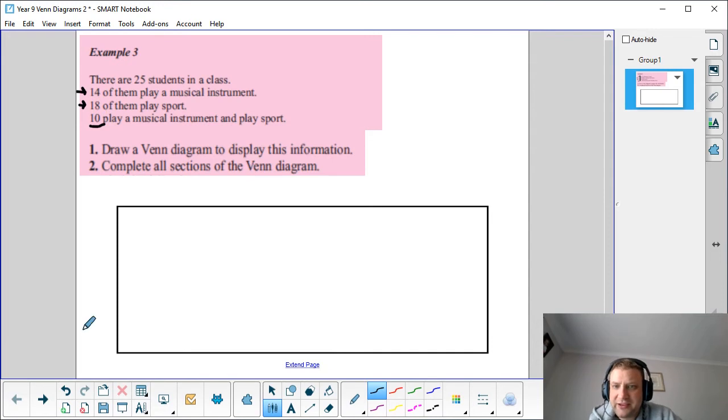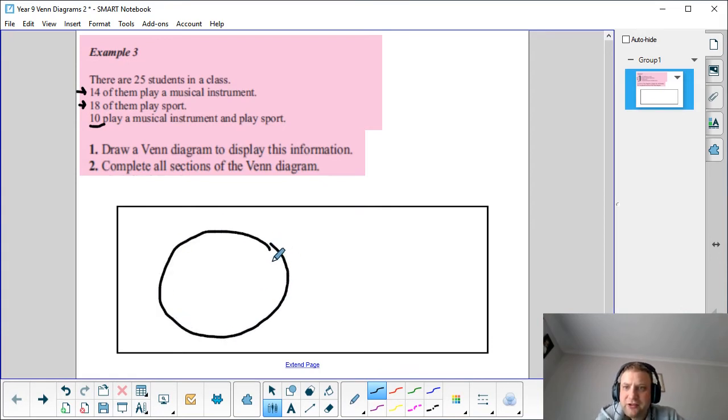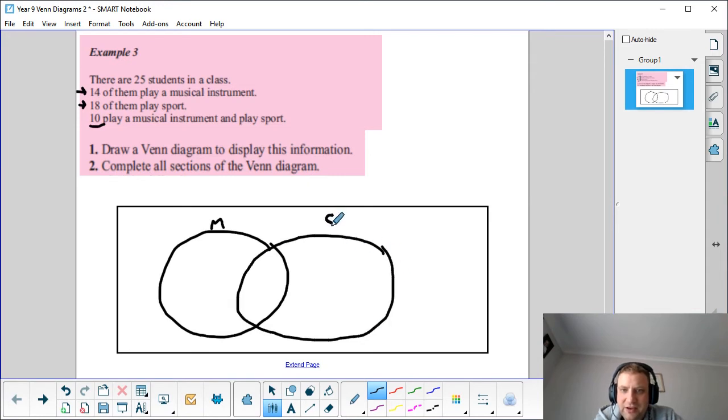Okay, so we have to draw a Venn diagram to display this information. It's very, very important you start with a rectangle. You can't just leave it open. The rectangle represents the boundaries of our universe and everything has to go inside it. We have two groups. We have musical instruments and we have sport. And we've been told that there is an overlap, so we make sure that those circles run over each other.